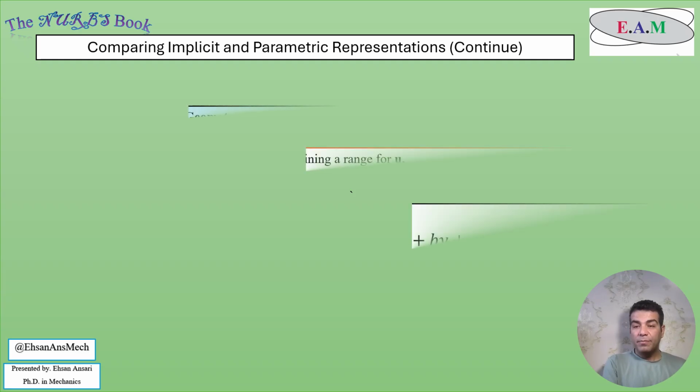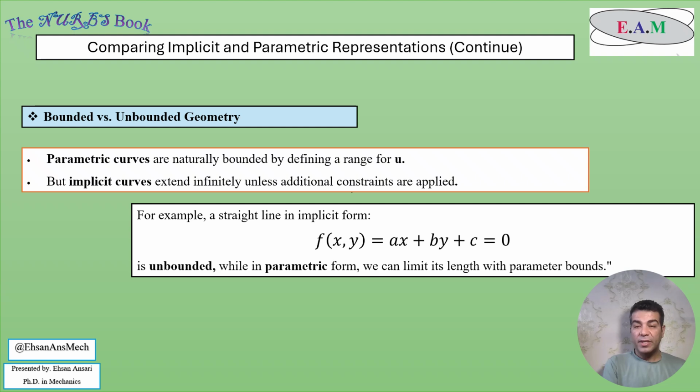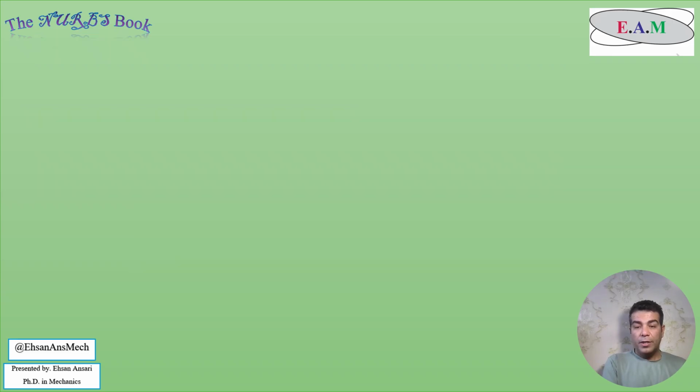Another key difference between the two representations is how they handle boundedness. Parametric curves are naturally bounded simply by defining a range for parameter u. You can control exactly where the curve starts and ends. In contrast, implicit curves extend infinitely unless you apply additional constraints. For example, consider a line defined by ax plus by plus c equals 0.